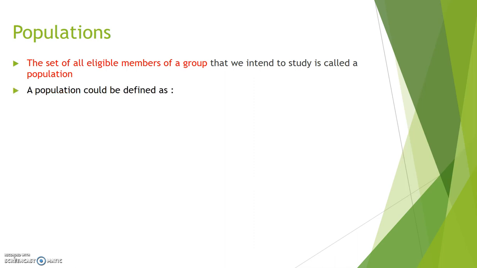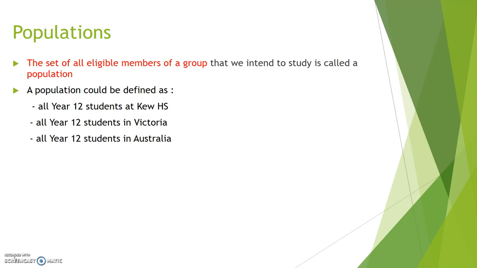A population could be defined as a number of different things. It could be all Year 12 students at Kew High School. It could be all Year 12 students in Victoria. Or it could be all Year 12 students in Australia.